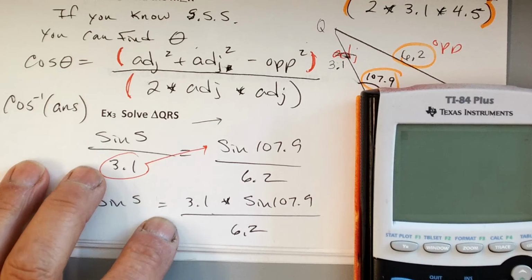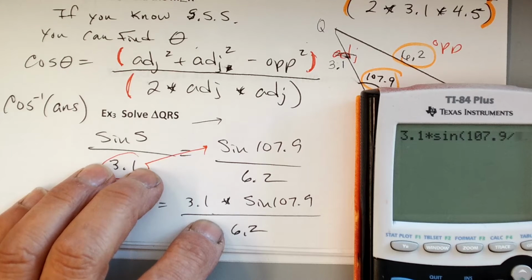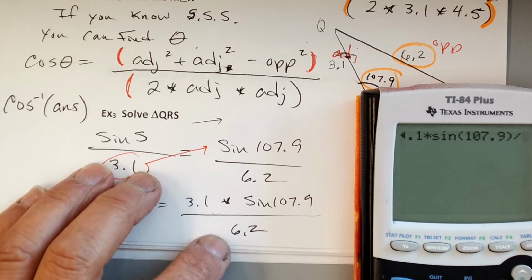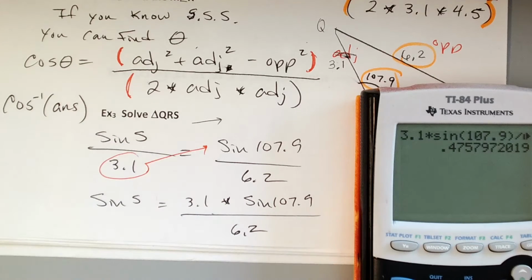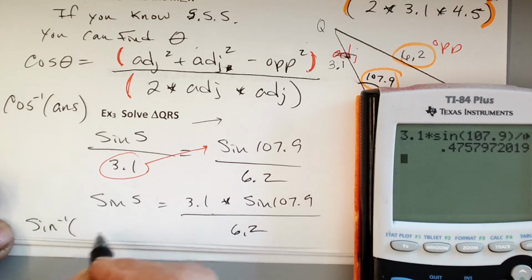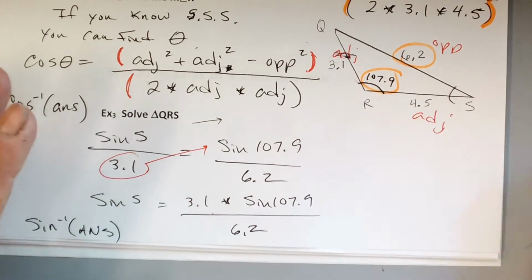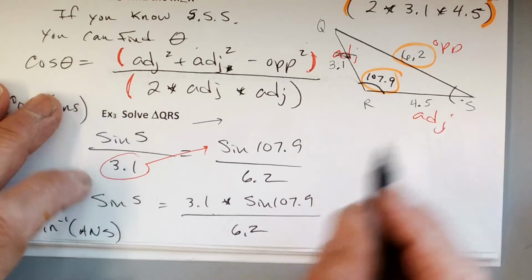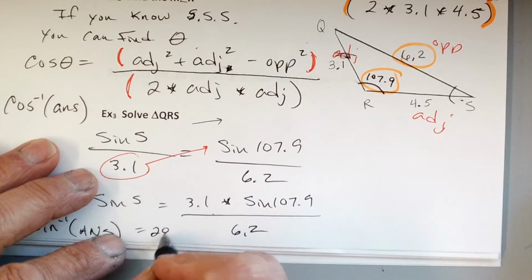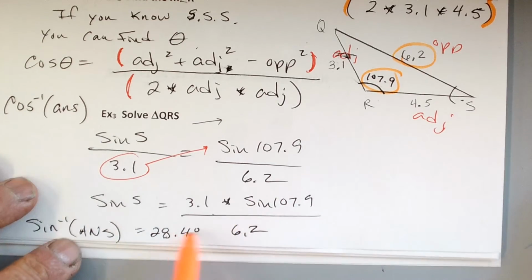Yeah. So we'll go 3.1 times sine of 107.9, close parentheses. Oops, close. Didn't I say close parentheses? Divided by 6.2. I'm expecting a decimal. I do get a decimal because I'm going to sine inverse that, right? Sine inverse that answer. And I give it a 28.4 degree angle. That looks like it could be about 28.4 degrees. Okay, that makes sense to me.